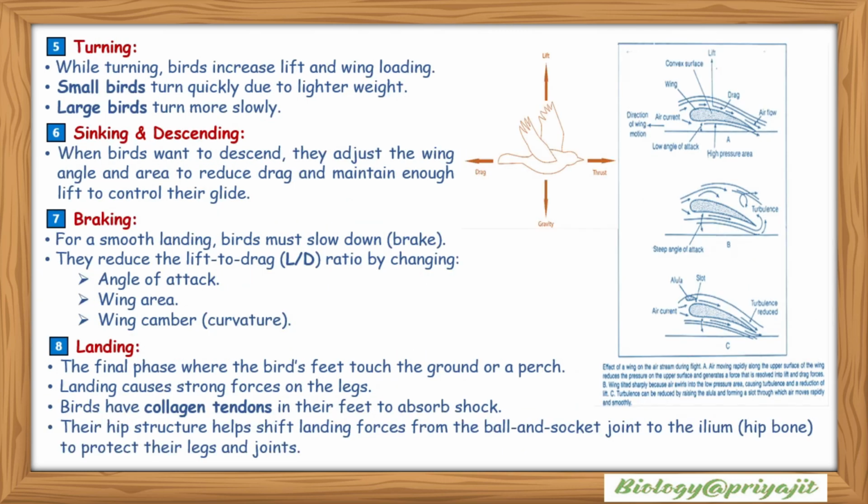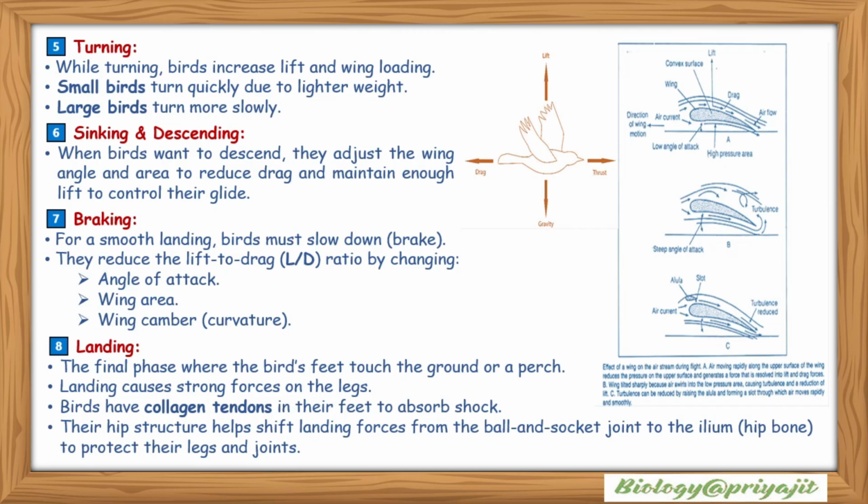Turning. While turning, birds increase lift and wing loading. Small birds turn quickly due to lighter weight, but large birds turn more slowly. Sinking and descending. When birds want to descend, they adjust the wing angle and area to reduce drag and maintain enough lift to control their glide.